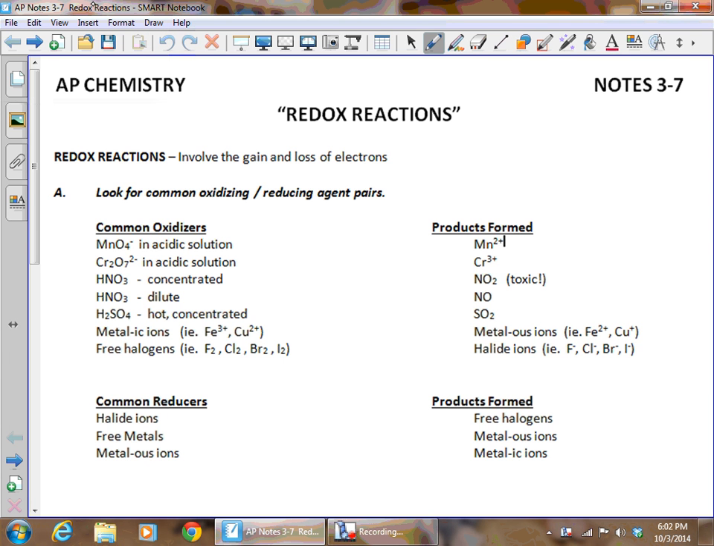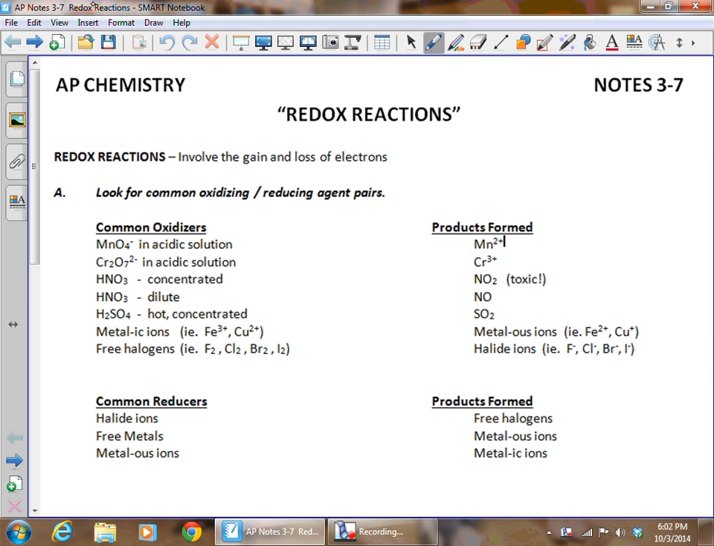Today we're going to talk about redox reactions and how we predict the products of these types of reactions. Now remember, redox reactions involve the gain and loss of electrons. It's going to become really important that we recognize some common substances that are being reduced and some common substances that are going to get oxidized. We need to know our common ion charges. Those are just some of the things that we'll need to know in order to be able to do these types of reactions.